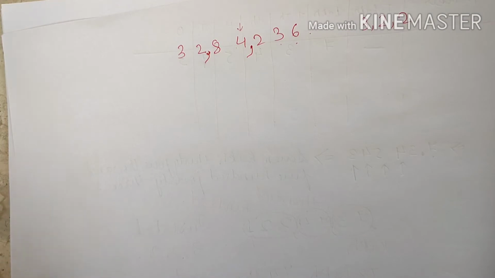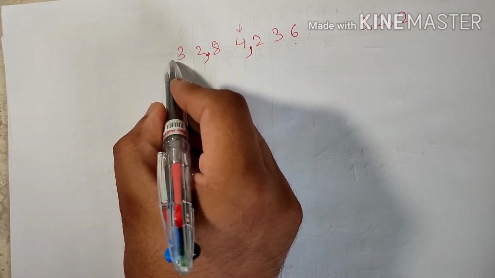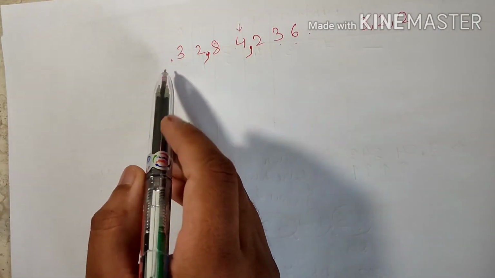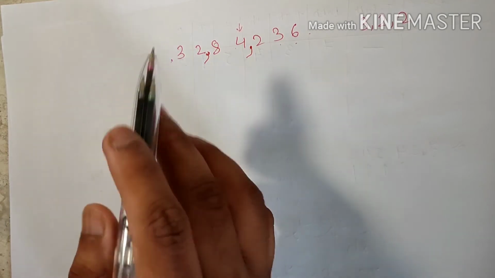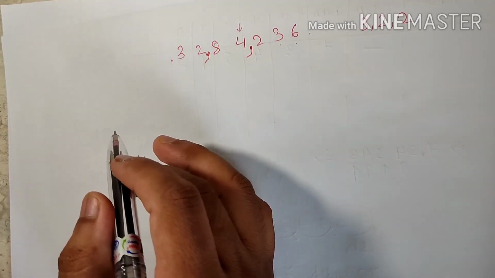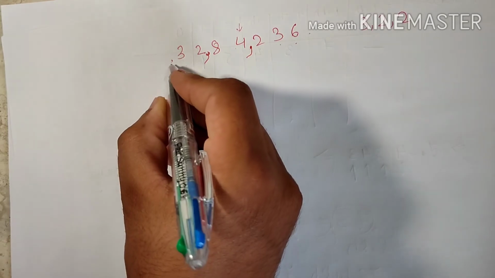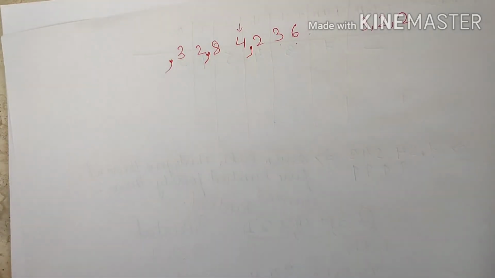So, where will the next comma be? After two digits again. That means it will be here. But I told you there is no other number here, so we don't need to insert a comma, isn't it? How will you insert a comma here? Have you ever seen a comma like this?